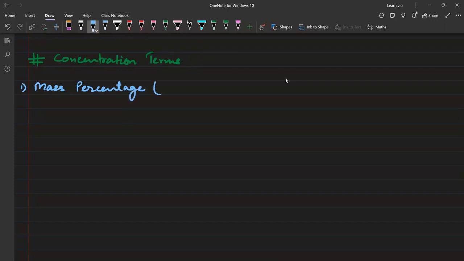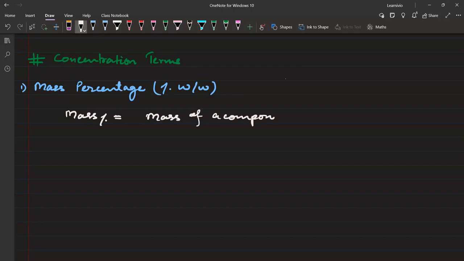This is denoted by percentage W by W. Okay? Or it is written as percentage by mass. See, I'm writing the formula, but the formula is not very important. Mass percentage is equal to mass of a component, the whole thing divided by mass of solution, multiplied by 100. But this formula is not very important.